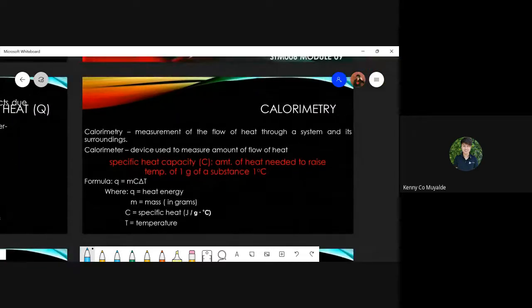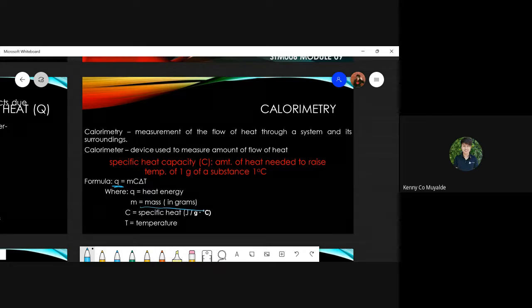Now, calorimetry is the measurement of flow of heat through a system and its surrounding. When we say calorimetry, calorie meaning heat. Calorie, it is one of the Greek terms meaning heat or energy. Metry comes from the Greek word metrion, meaning to measure. So we are measuring the heat flow in this one. The formula to calculate the heat flow is Q for heat is equal to mc delta T, where m is equal to mass in grams.